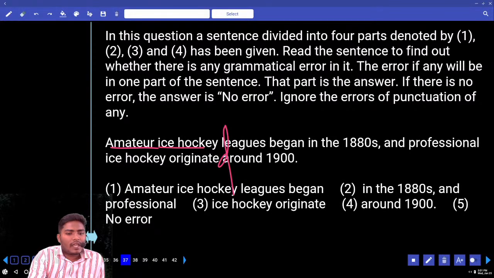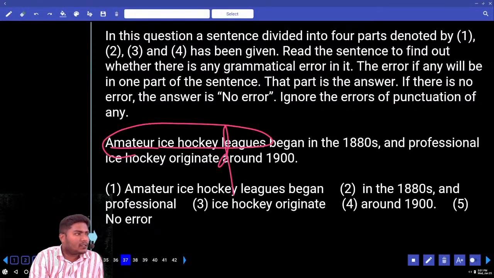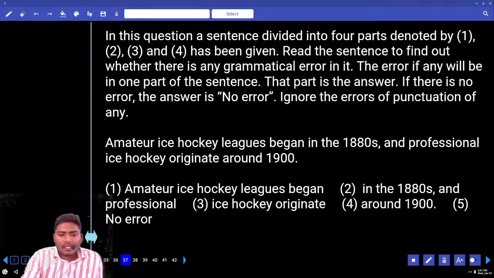What do you mean by amateur ice hockey leagues? What do you mean by a person who is amateur? What type of person is an amateur person? A person who is very new, beginner, novice, novel. These are all the synonyms. Novel coronavirus. What is novel? New. There is something new. Novice is also the same. Novice is also beginner. Okay. So the error comes with this part.